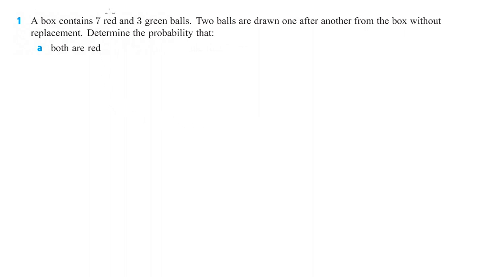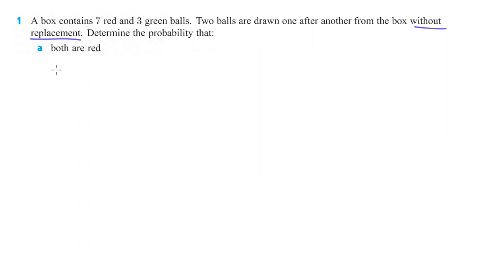I'm going to take you through some of the problems on the 10G assignment. First one we're going to take a look at here is number 1. Box contains 7 red and 3 green balls. 2 balls are drawn one after another from the box without replacement. That's going to be important in here. Determine the probability that both are red.